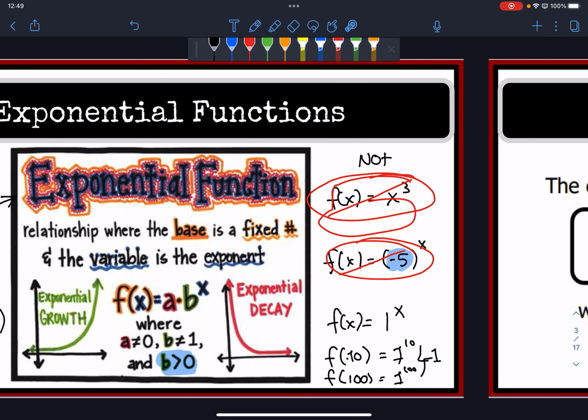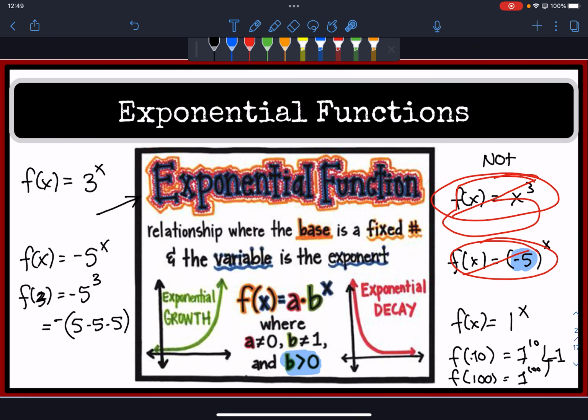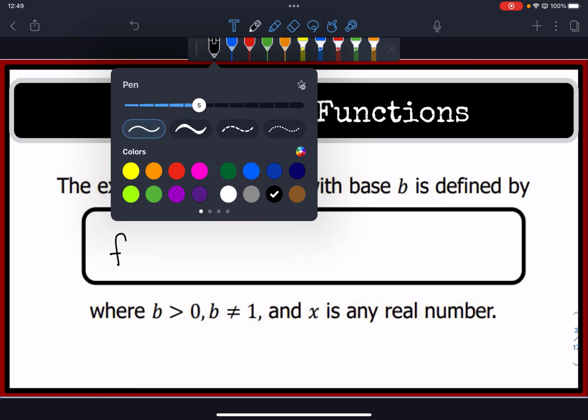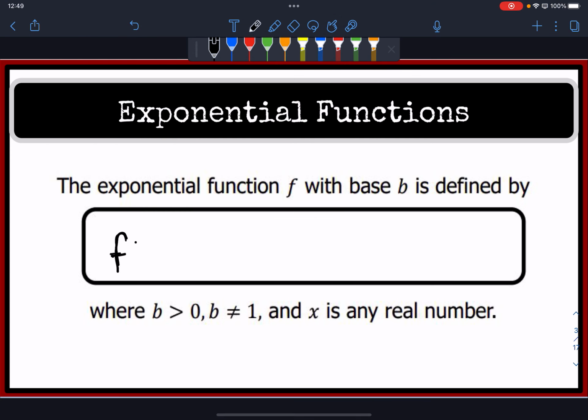Now, before I move on to the next slide, the format that we have here for the exponential function is a times b to the x. The parent function in standard form, the simplest form of writing an exponential function, is f of x equals b to the power of x, or we can write it as y equals b to the power of x.